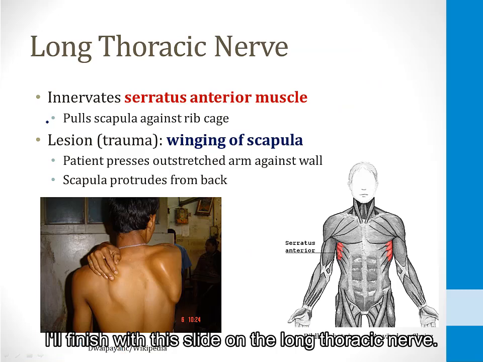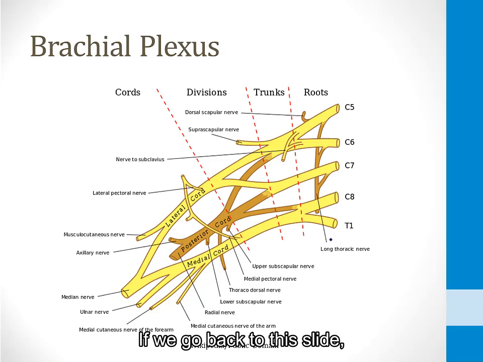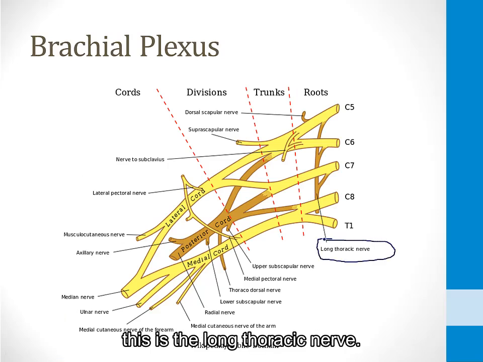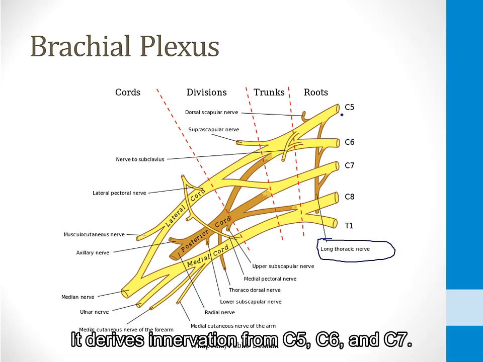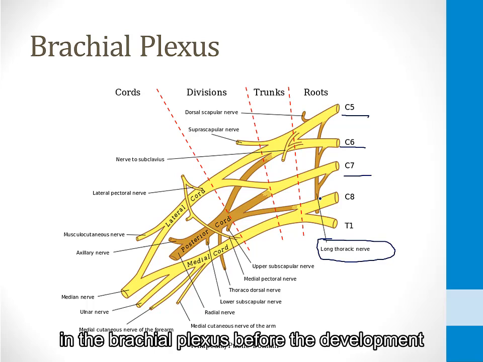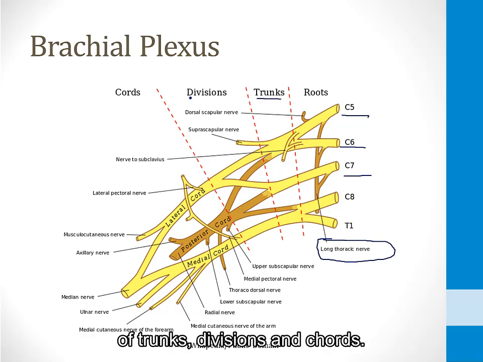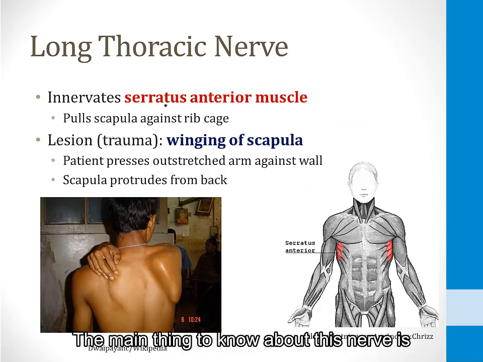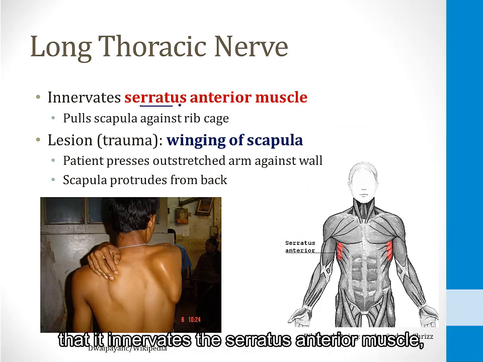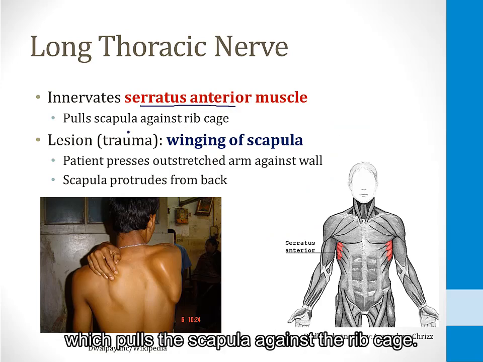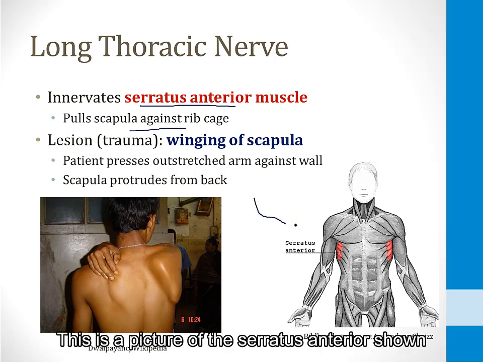I'll finish with this slide on the long thoracic nerve. If we go back to this slide, this is the long thoracic nerve. It derives innervation from C5, C6, and C7, and you can see that it comes off very early in the brachial plexus before the development of trunks, divisions, and cords. The main thing to know about this nerve is that it innervates the serratus anterior muscle, which pulls the scapula against the rib cage. This is a picture of the serratus anterior shown in the bottom right side of the screen here.